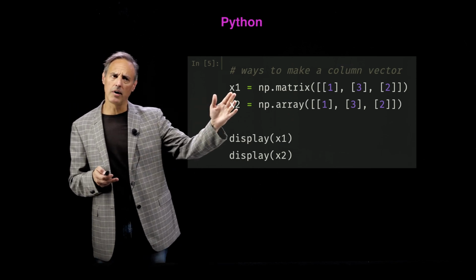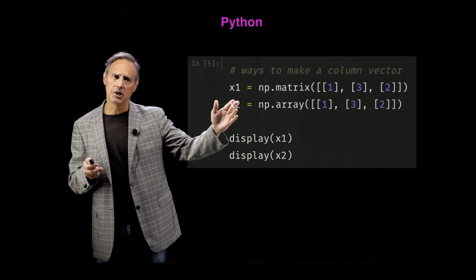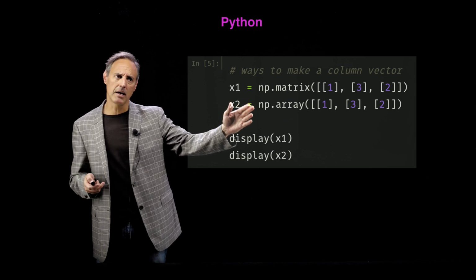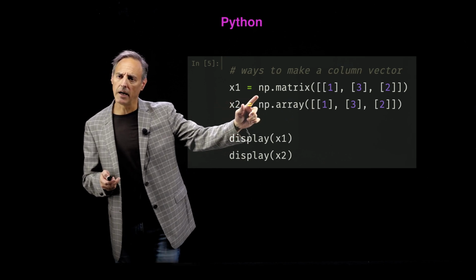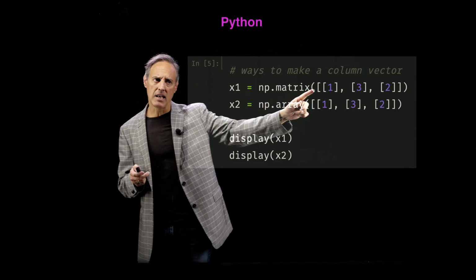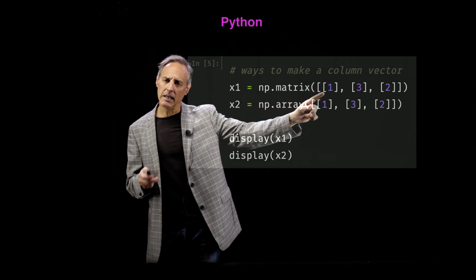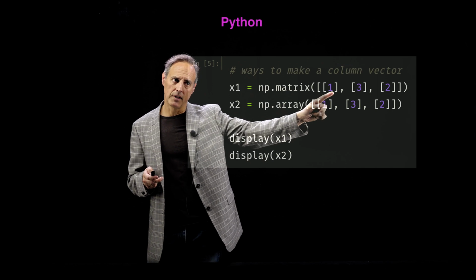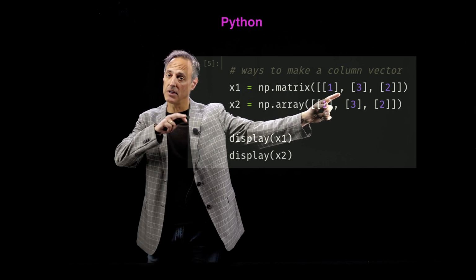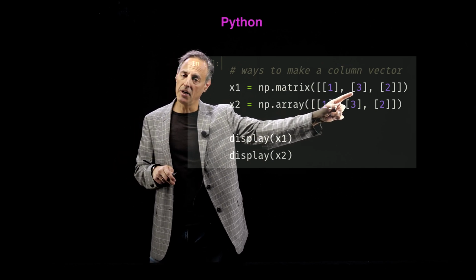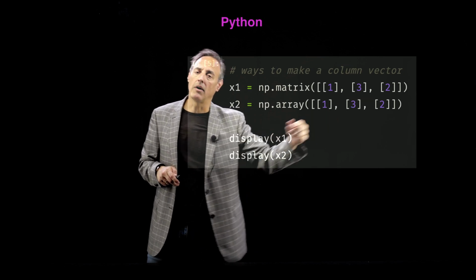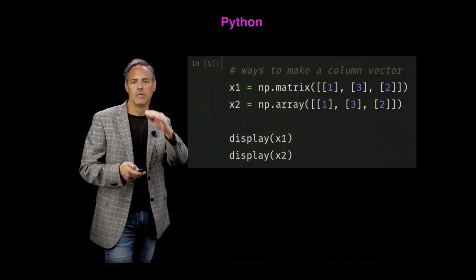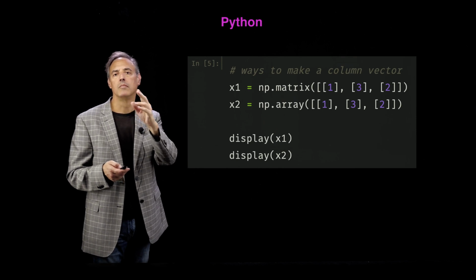So let's go ahead and now make a column vector. We can again use the matrix command or the array command. Here, x1 equals np.matrix. Now notice what I do here. Each row is square bracketed. The comma says go to the next row, and the next row. Now, since it's a column vector, there's only one column.